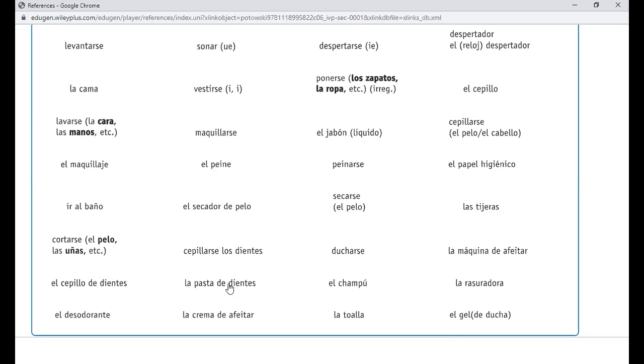¿Qué haces con la pasta de dientes? Yo me cepillo los dientes. Yo me cepillo. Los dientes. Chicas, ¿qué haces con el maquillaje? Yo me maquillo. Yo me maquillo.